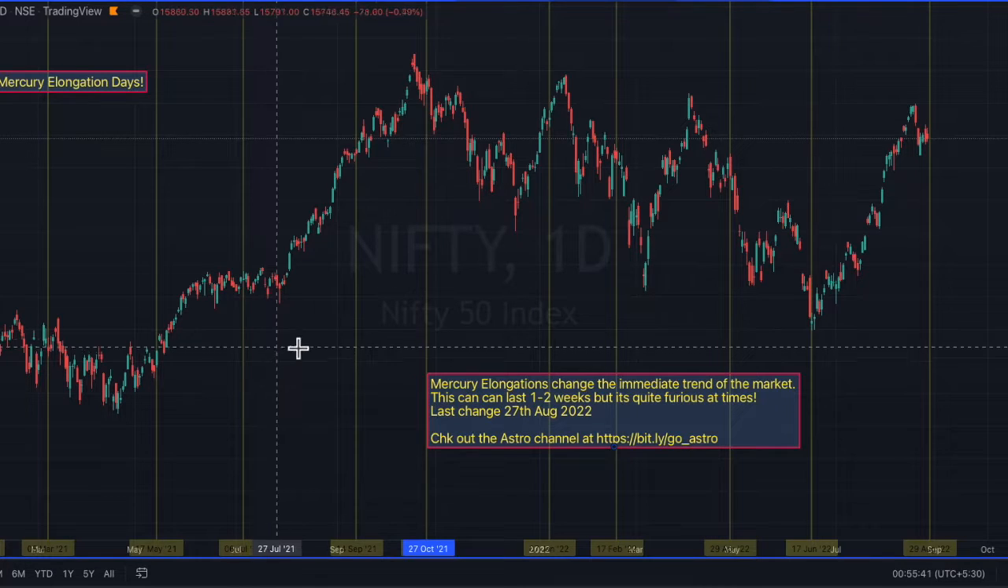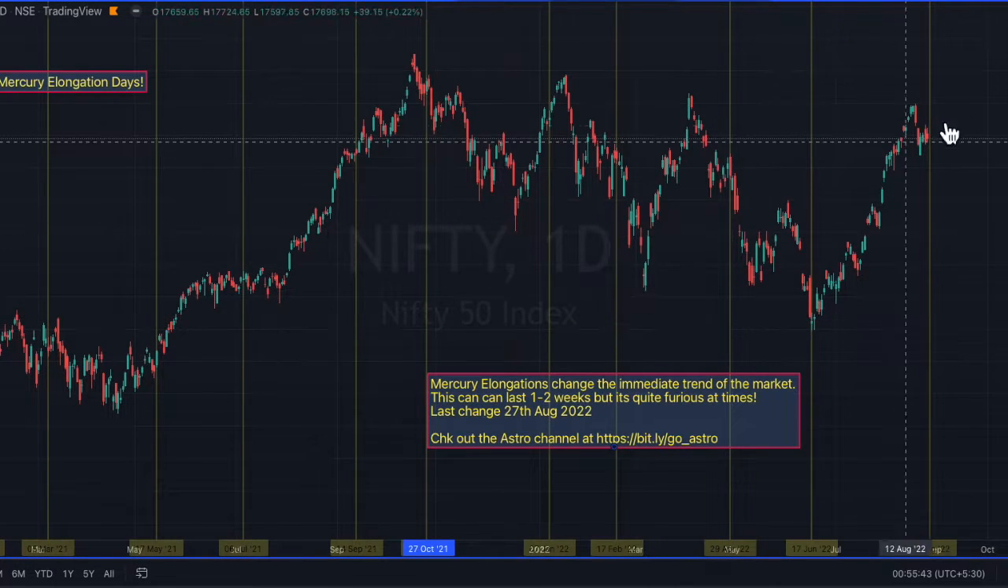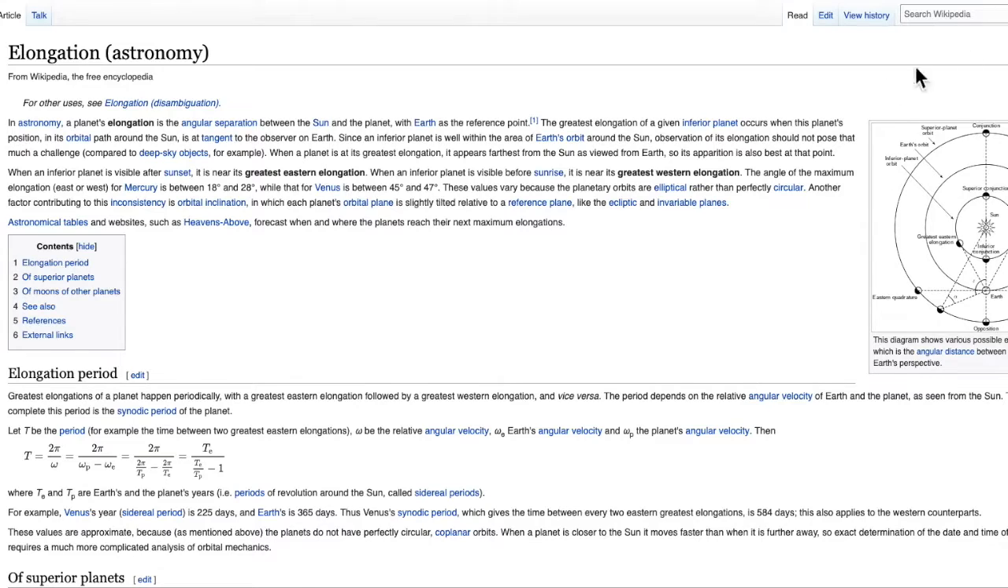So what is elongation? What do you mean by elongation? This is what we find on the internet. Elongation actually means the angular difference between a planet and the sun as seen from Earth. So when we talk about the greatest elongation, it means the position of Mercury furthest from the Sun. These are special days which appear around 5 to 7 times in a year, and these days are very important for stock trading. How? Let's see them with some examples.